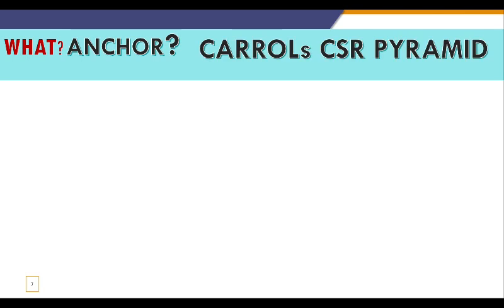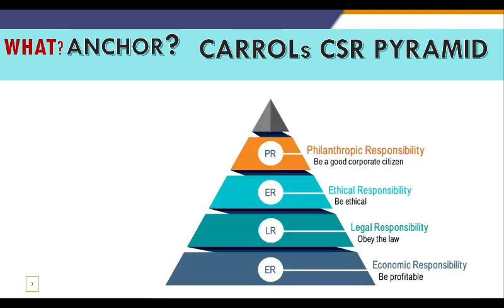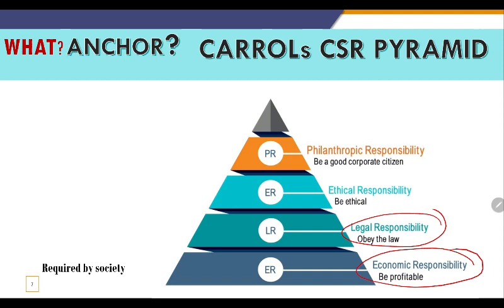It would be anchored on Carroll's CSR pyramid. The first level is looking at economic responsibility to be profitable, which is required by society. And we have to obey the law, the legal responsibility, again required by society, and ethical responsibility, which is expected by society, and the philanthropic responsibility, which is desired by society.